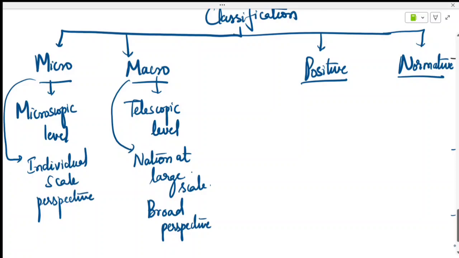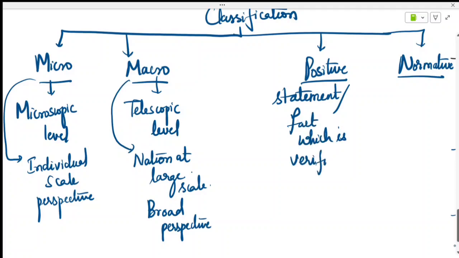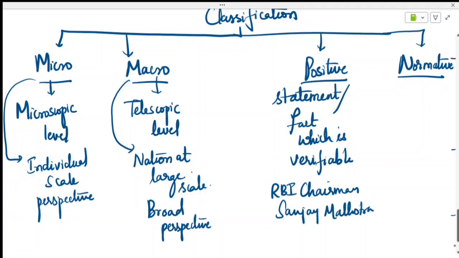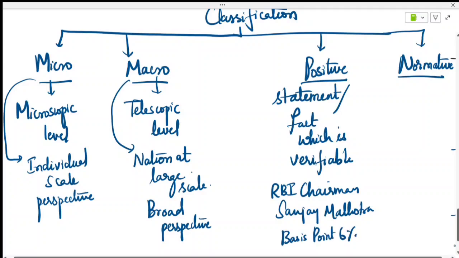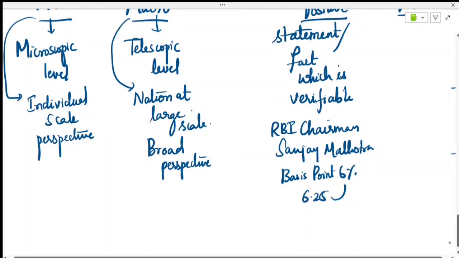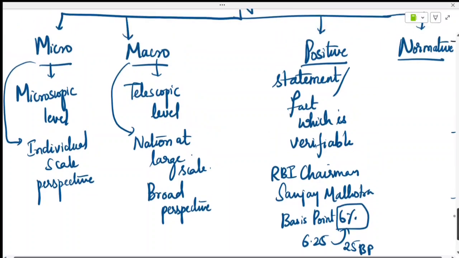When it comes to positive economics, it is a statement or fact which is verifiable. For example, our RBI chairman Sanjay Malhotra said that the RBI basis points will be 6%. So before it was 6.25, now it is reduced by 25 basis points and it is 6% now. This is like which is verifiable.